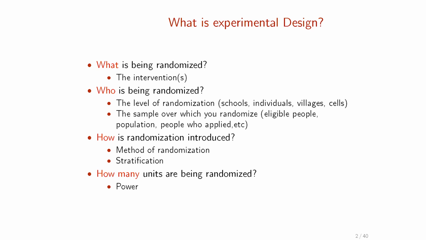So what's the level of randomization? Do we randomize at the individual level, at the school level, at the village level, at the cell level within a body, or whatever, if we could do that? And then the sample over which we randomize, for example, in the Ghana example, we randomized over people who were eligible for the scholarship. All of these decisions have implications for the interpretation of the results, as we discussed at length.